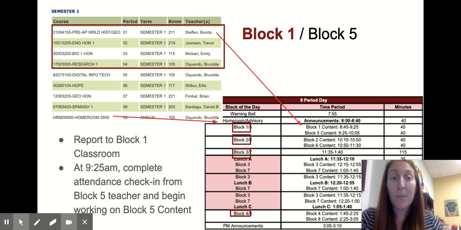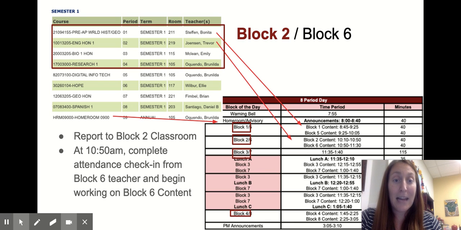And then after homeroom, I'm going to report to block 1. Block 1 is from 8:45 to 9:25. At 9:25, I'm going to switch gears and I'll start working on my block 5 work. I'll complete an attendance check-in so my teacher knows I'm present, and then I'm going to continue on for the rest of that period working on block 5 content.